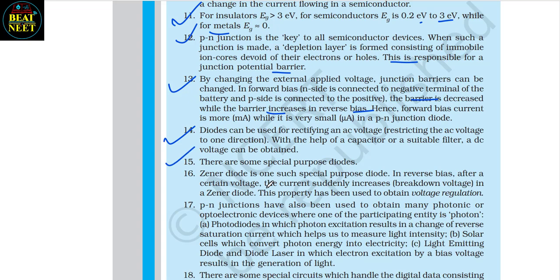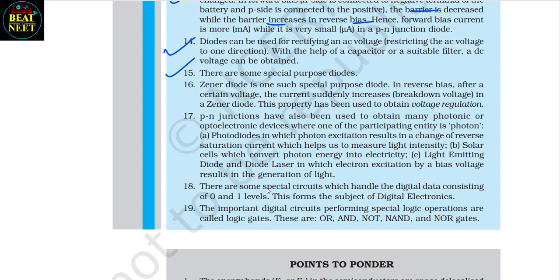Number 15, there are some special purpose diodes. Number 16, the Zener diode is one such special purpose diode. In reverse bias, after a certain voltage, the current suddenly increases, that is the breakdown voltage in a Zener diode. This property has been used to obtain voltage regulation.